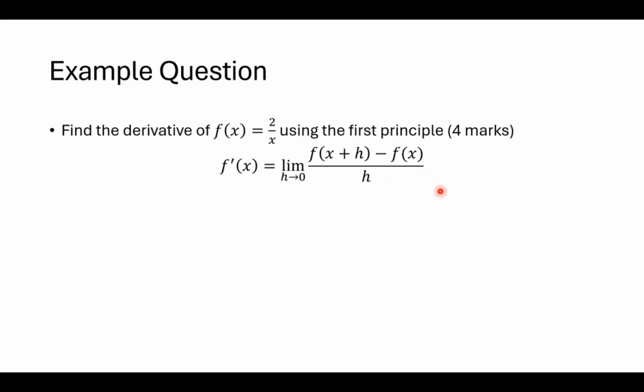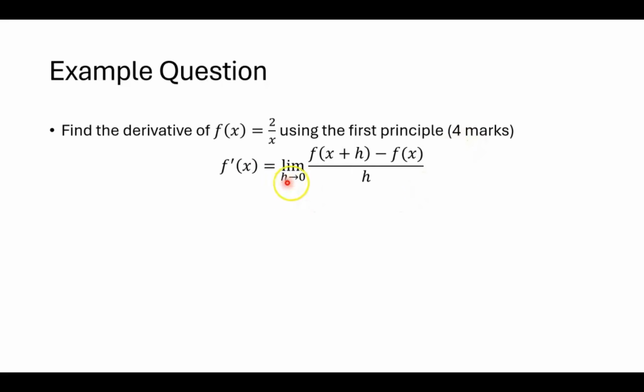Okay, after the techniques, let's now do an example question together. Find the derivative of f of x equals 2 over x using the first principle, 4 marks. The first principle question will usually be 4 to 6 marks, so if you know how to do this type of question, it's very worth it in your tests. And these questions basically use the same structure, you just need to follow it.